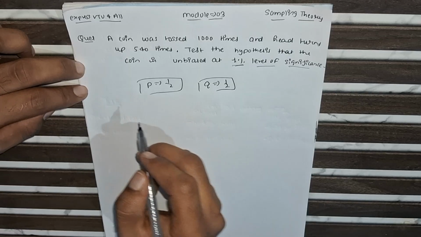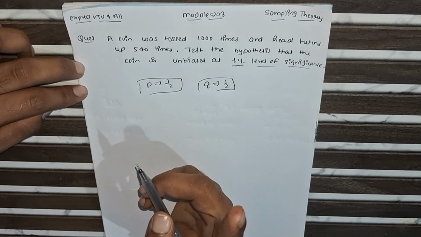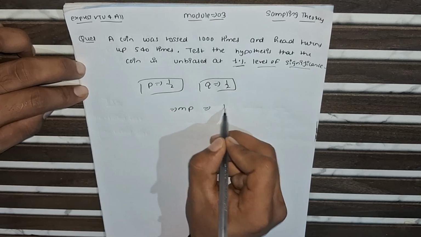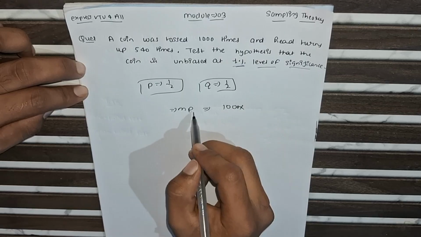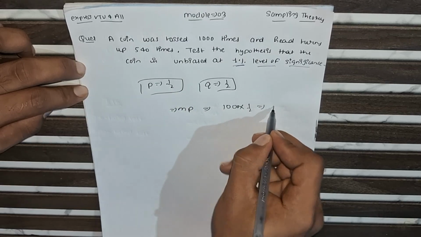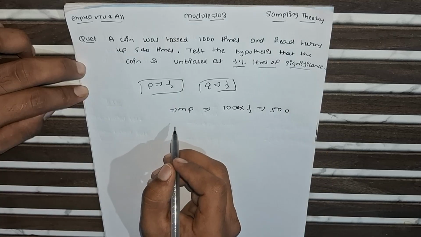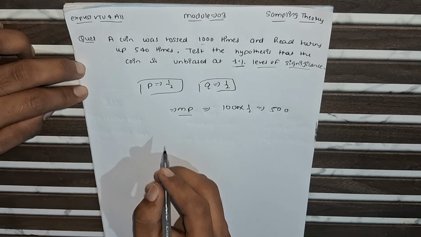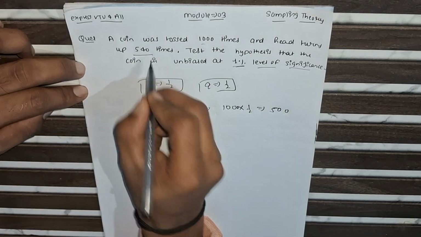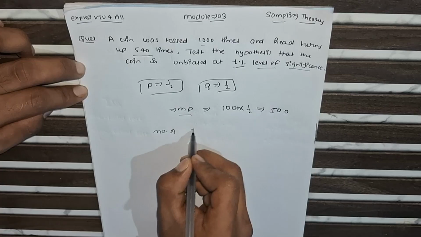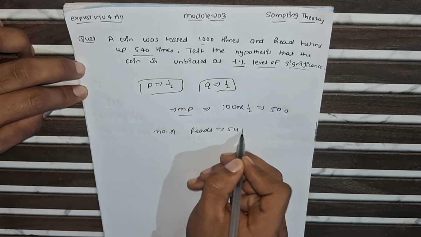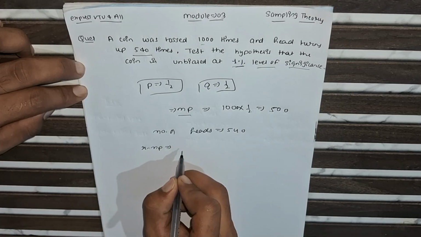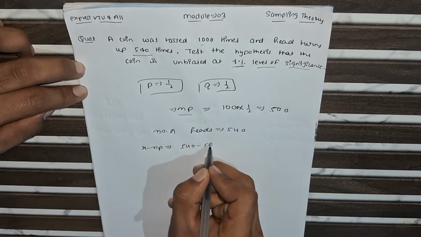Now what is the expected number of heads in 1000 tosses, which is np. So what is the value of n, which is 1000, multiplied by what is the value of p, which is 1 by 2. It becomes 500. Expected number of heads in 1000 tosses, this is the value. So now what is the number of heads? Number of heads is already given in this question, which is 540. So the difference, which is x minus np, is equal to 540 minus 500, which is equal to 40.